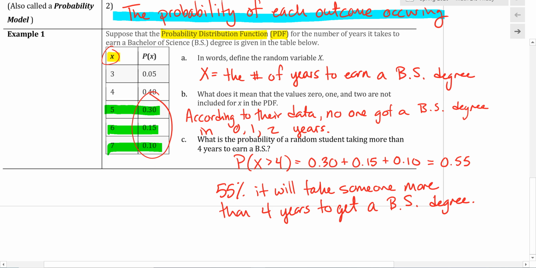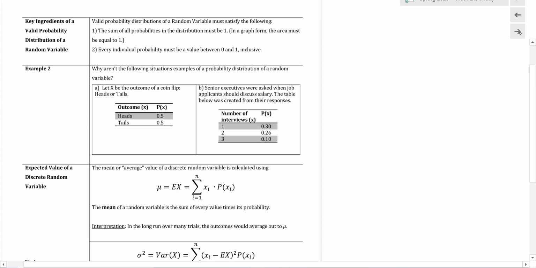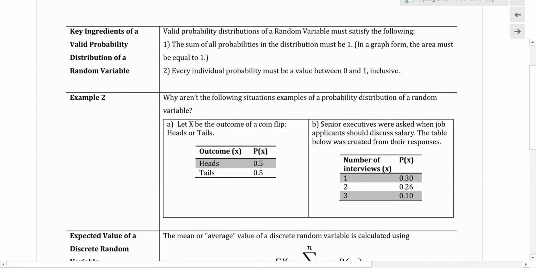Okay, let's see. Next page. This kind of looks familiar. We've done this before, where we've talked about probability distributions in chapter 3. We said that a couple things have to happen. So in order to have a valid probability distribution of a random variable, these two things must happen. The sum of all the probabilities must be 1. Again, if you're listing out every possible outcome that can happen, along with the probability that it happens, there's a 100% chance one of those things will happen. So the probabilities should all sum up to 1.